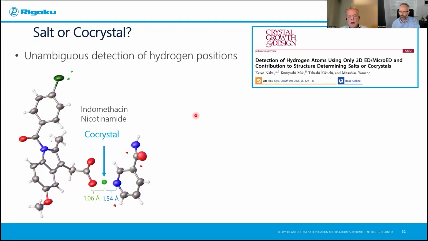And one of the more obvious solutions is looking at where the proton exists when you have co-formers in the crystal. So when you have more than one molecular component in the crystals that you're growing, you want to try and identify where the proton is. Is it transferred from the API, or is it still attached to the API? In this particular example, in indomethacin nicotinamide, the proton is not transferred, so we're dealing with a co-crystal.